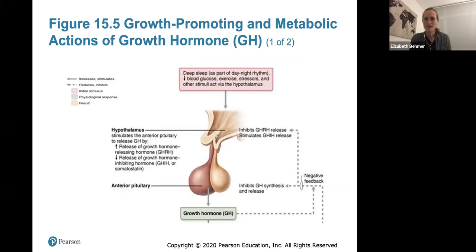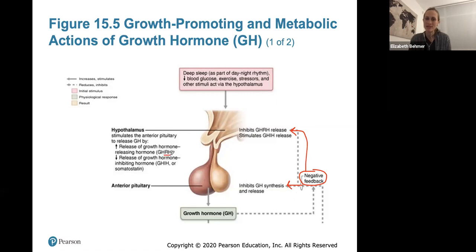So the hypothalamus here will release growth hormone releasing hormone, which will stimulate growth hormone release from the anterior pituitary, or it will release growth hormone inhibiting hormone that will inhibit growth hormone synthesis and release. When levels of growth hormone are at adequate levels in the body, the growth hormone itself goes through what we call a negative feedback mechanism. So it'll go back and tell the hypothalamus as well as the pituitary gland, hey, there's enough of us in the body, you guys can stop producing us. So that's the flow chart for growth hormone.